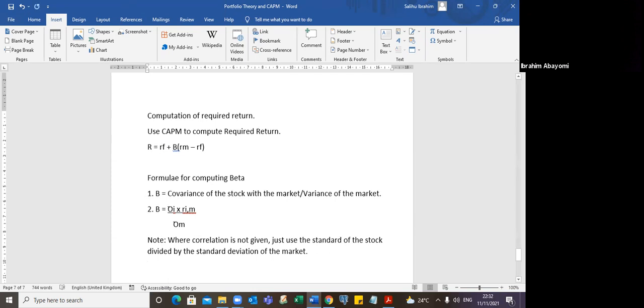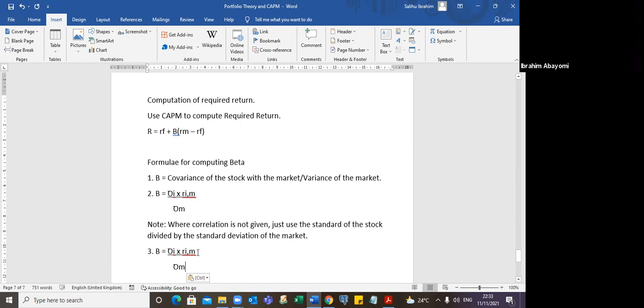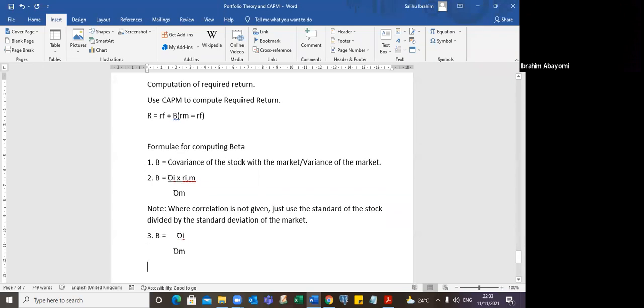So it therefore means that if I want to follow that note now, I can say that my beta is standard deviation of the investment over standard deviation of the market. Fine. Number 4.